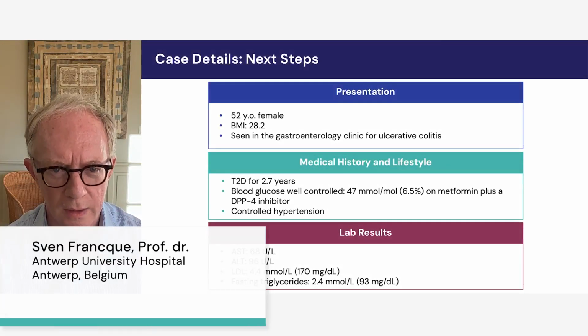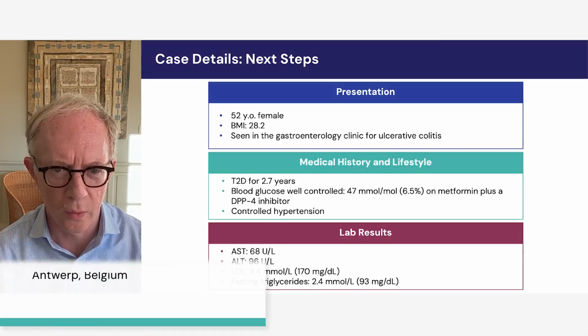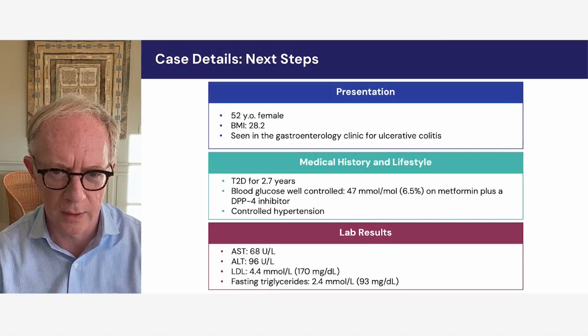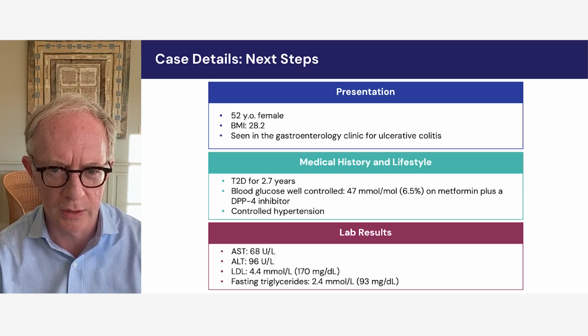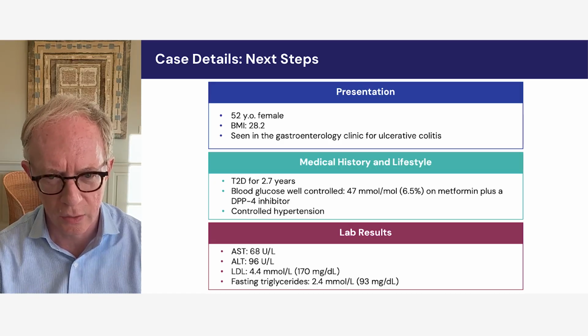Let's have a look again at our case. The lady of 52 years old with overweight seen for ulcerative colitis. She also has a metabolic profile, not just the overweight, but also the arterial hypertension and the diabetes. And she has those chronically elevated liver enzymes.